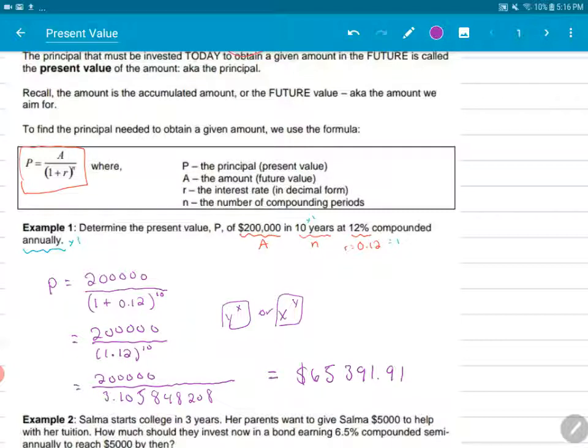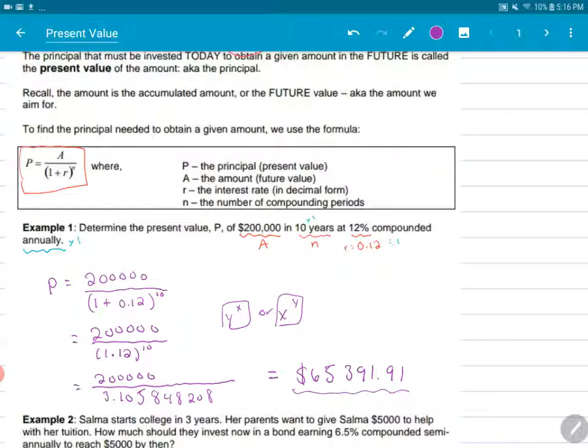$65,391.91. That should be your final amount, which basically means if you invest this much right now, in 10 years at a 12% interest rate, you will have $200,000. Now, is that realistic? No, because there's not many accounts that will give you 12%. That's pretty high for an interest rate of earning money. But that's the question, and you got it.